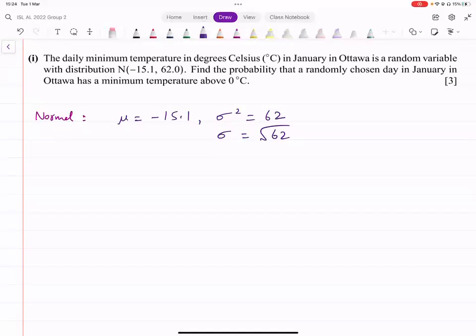So what are we looking for? Temperature should be above 0 degrees Celsius.